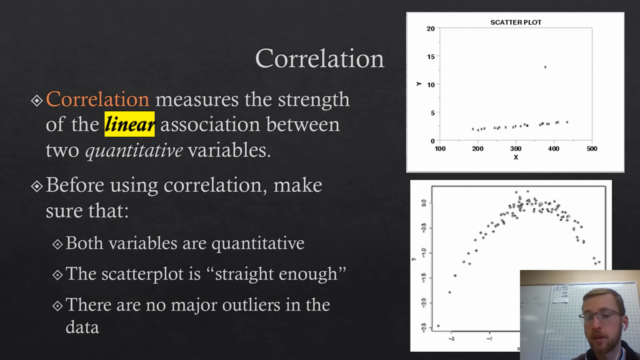So actually, if we were going to calculate the R value of our bottom right scatter plot, it would be really, really close to 0 because there is no linear pattern. So keep that in mind before you jump to using correlation. Make sure you have a somewhat linear pattern. And in general, before using correlation, you want to make sure that both your variables are quantitative. You also want to make sure that you have a relatively straight association, which the bottom right clearly is not. Also, major outliers in your scatter plot can really throw off your R value. So make sure that you don't have any major outliers before you calculate that R value.